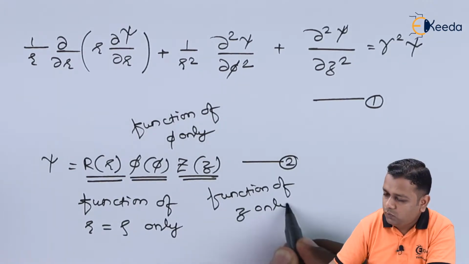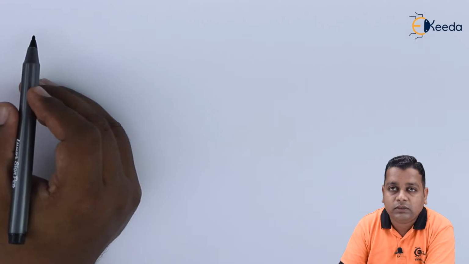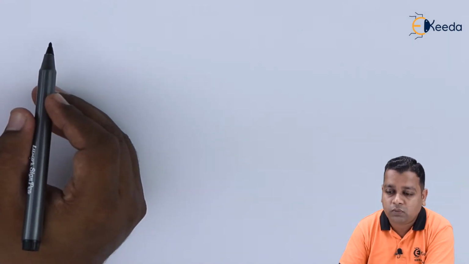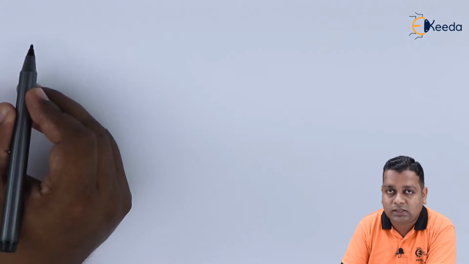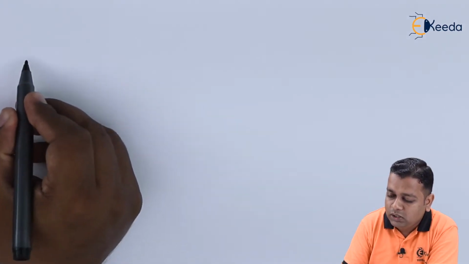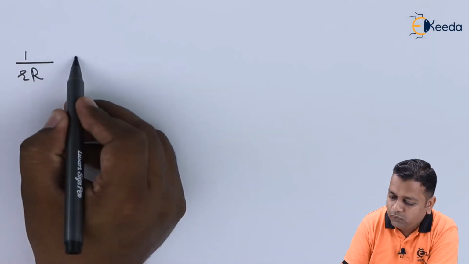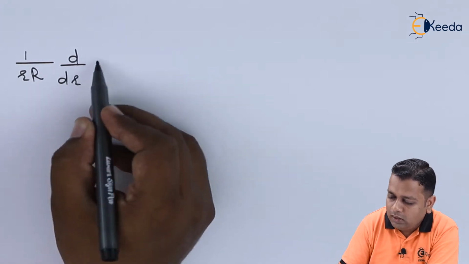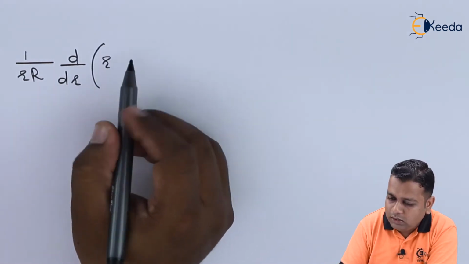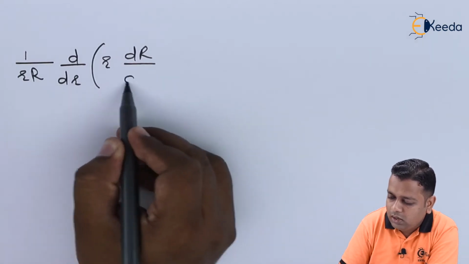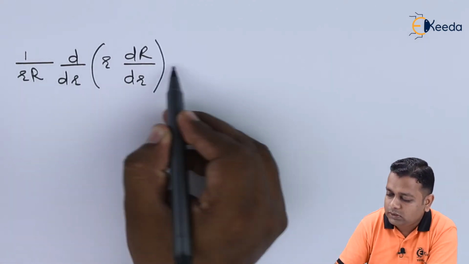So now we have these equations represented: equation number 1 for the Helmholtz equation and the assumed solution in the three terms by equation number 2. Now here we can make the substitution of equation number 2 into equation number 1 and, dividing the resultant by equation number 2, the new equation form will be 1 upon small r into capital R, we have d/dr in the bracket, small r in multiplication to dR by dr here. So this is the first term.